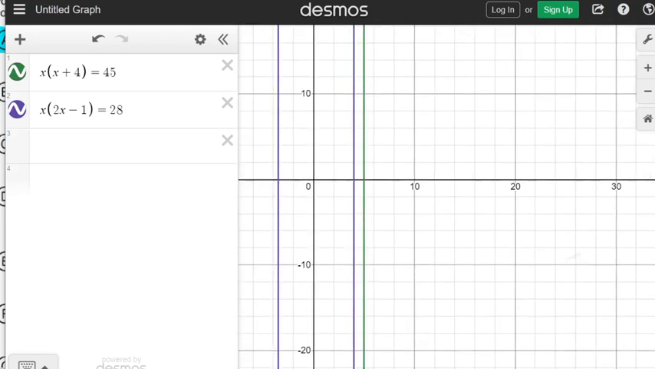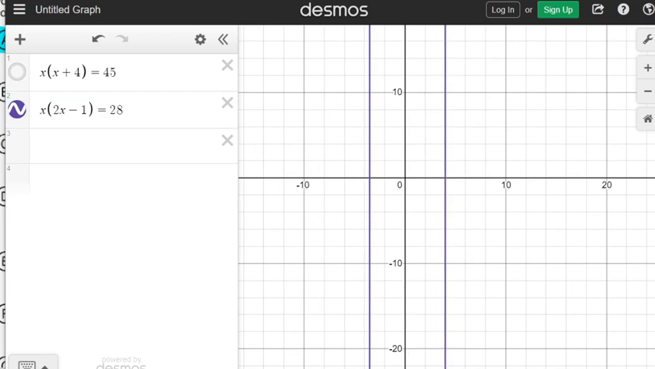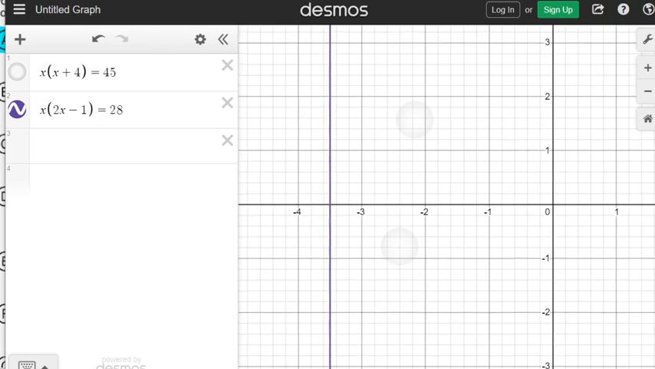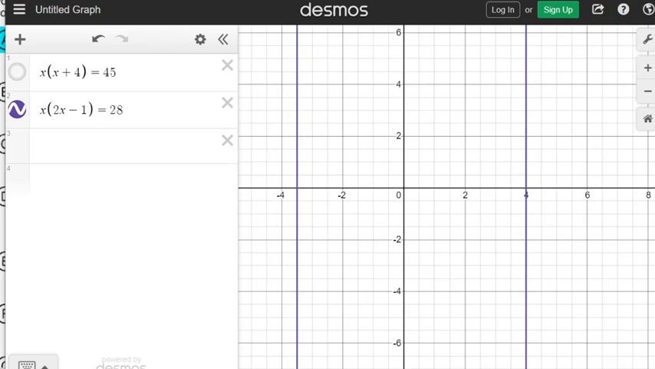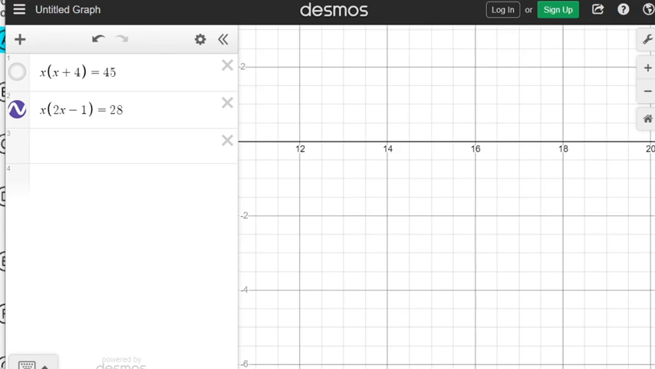Zoom back out, and this time we're working with the purple one. I'm going to turn off my green, and we've got 2 solutions, either 4 or negative, looks like negative 3.5. Of course, we want to choose the positive one, and so we know our width is 4.